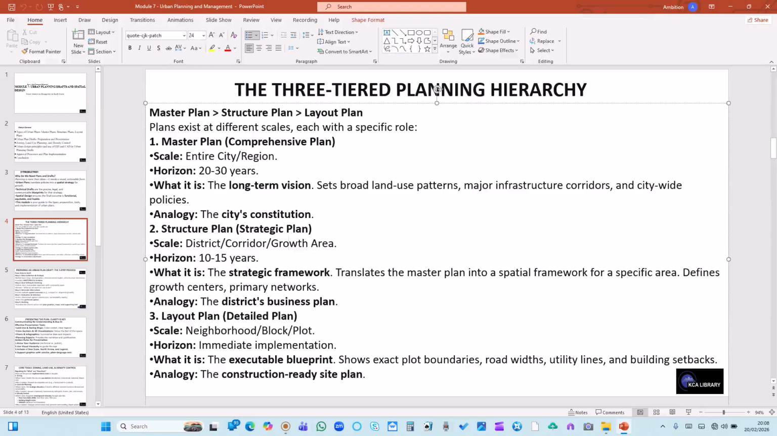The third hierarchy is the layout plan, which is the detailed plan. The scale is that it involves the neighborhood and block plot. The horizon is that it is involved with immediate implementation. So what is it? It is the executable blueprint that shows exact plot boundaries, road width, utility lines, and building setbacks. The analogy is that it is the construction-ready site plan. So these are the hierarchical structure of urban plan.